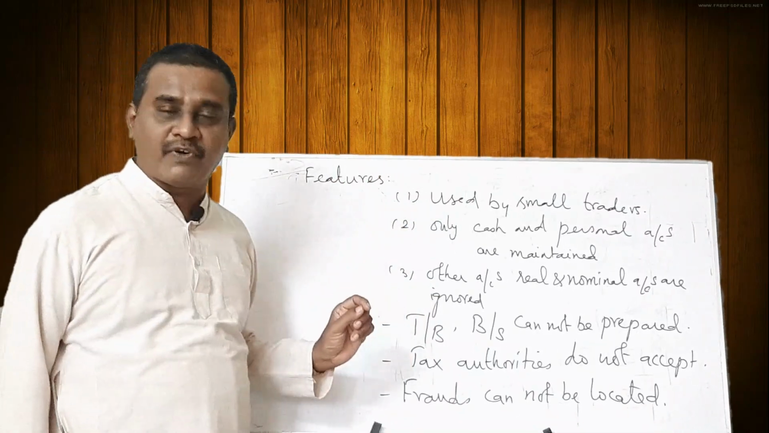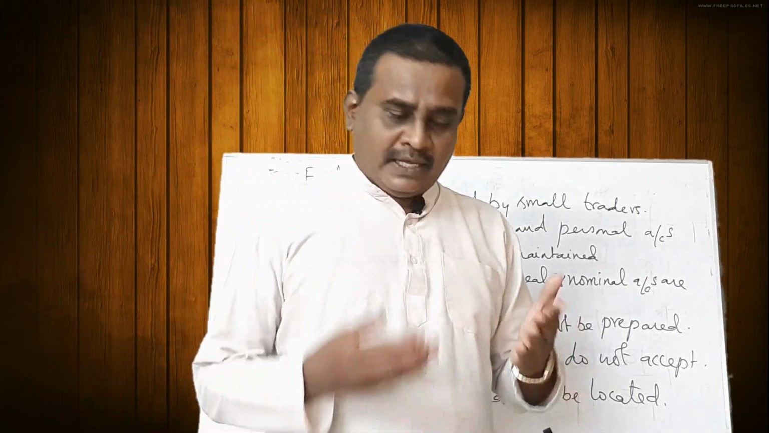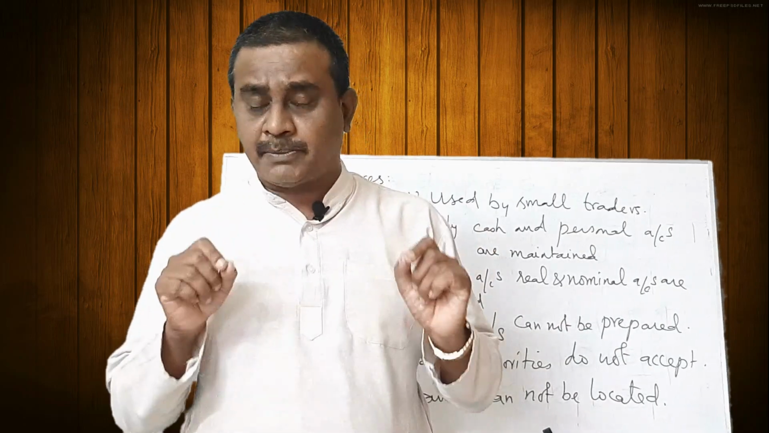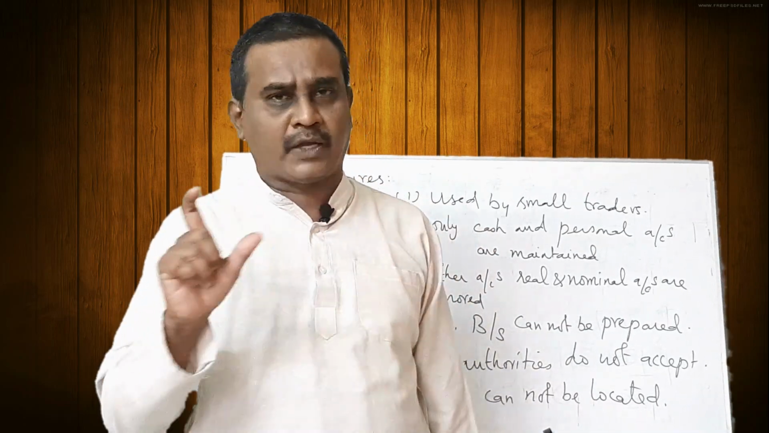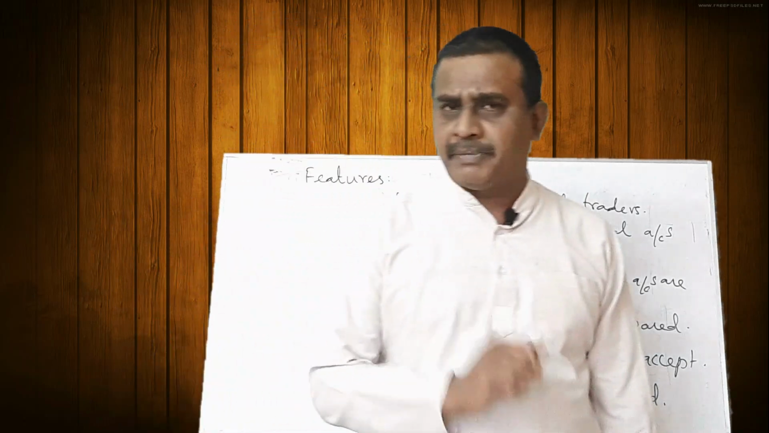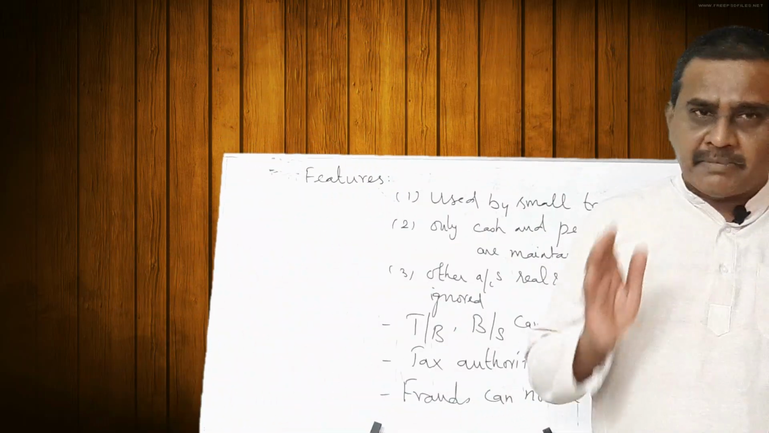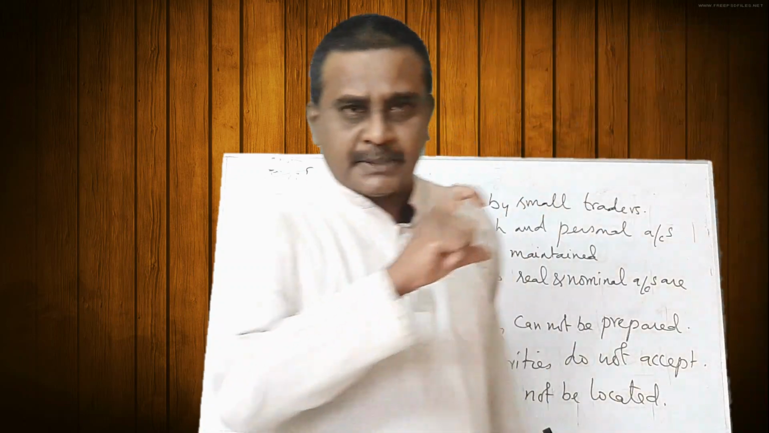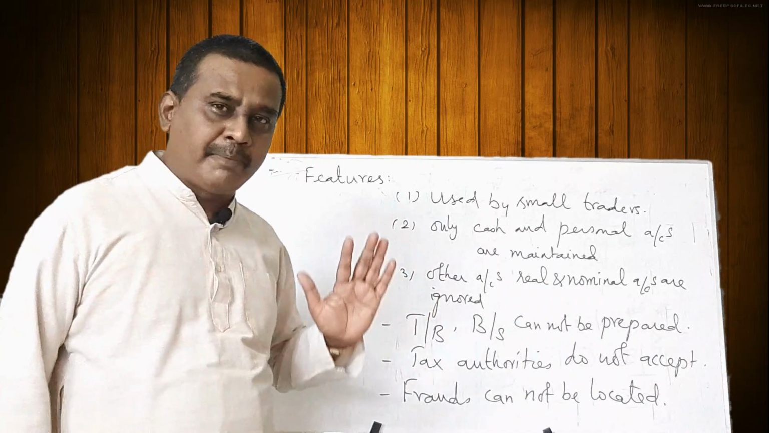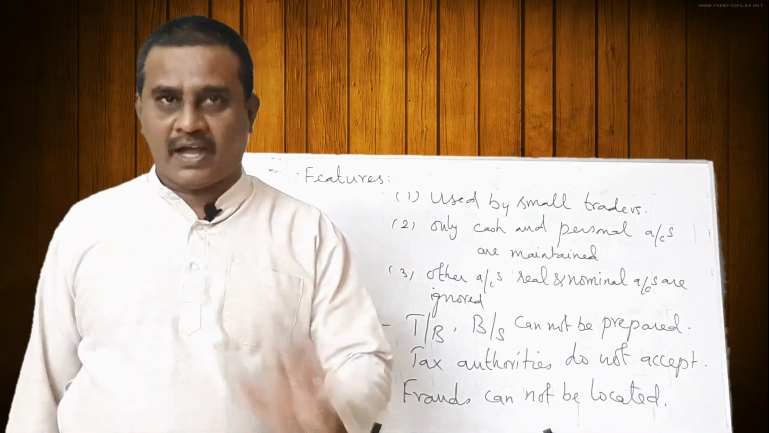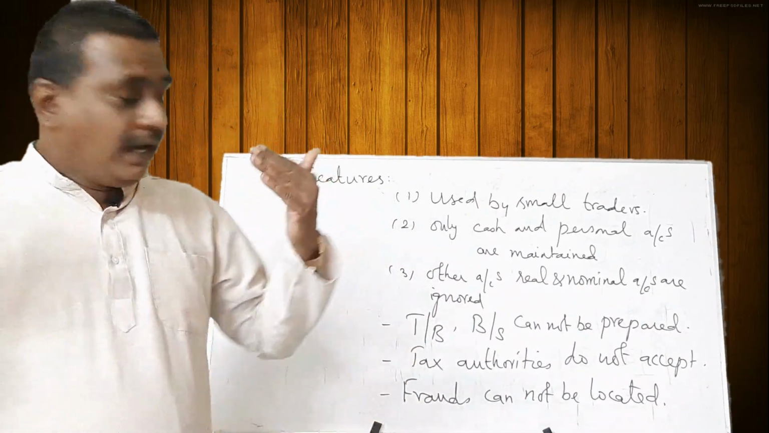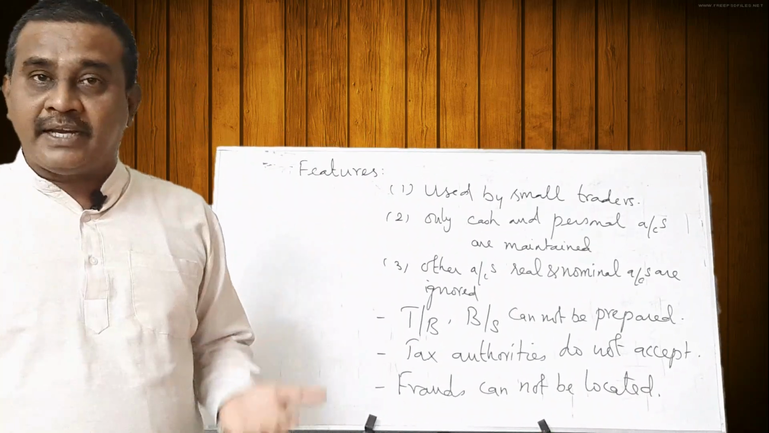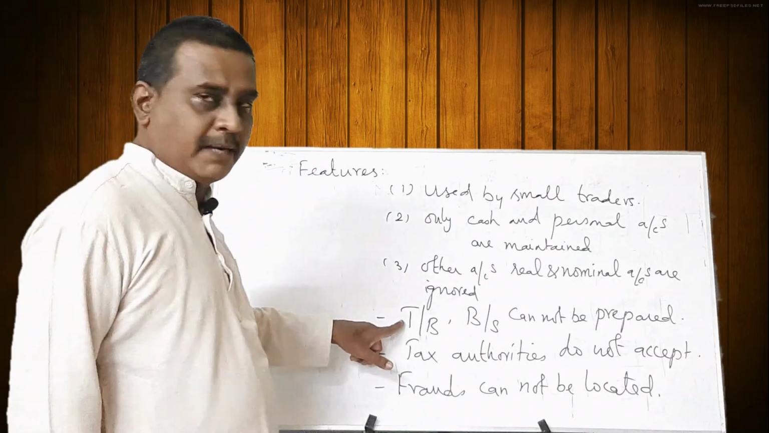TB, it is the abbreviation for a trial balance. Last year you have studied why do we prepare trial balance. Trial balance is prepared to find out the arithmetical accuracy of accounts. What do you mean by arithmetical accuracy? There should not be any mistakes in addition, subtraction, balancing is called arithmetical accuracy. Trial balance is prepared to find out the arithmetical accuracy of accounts, that cannot be prepared when we follow single entry system. Because we do not maintain all accounts, so we cannot prepare trial balance.